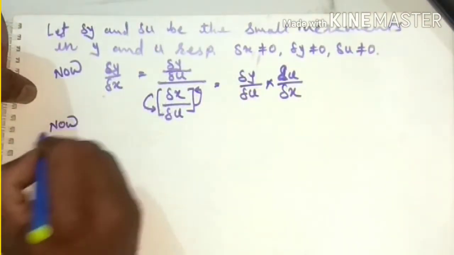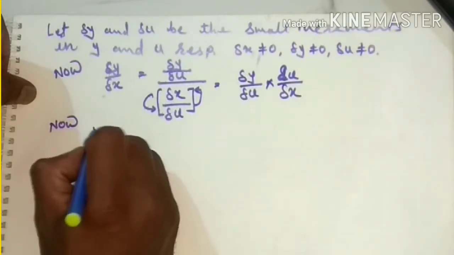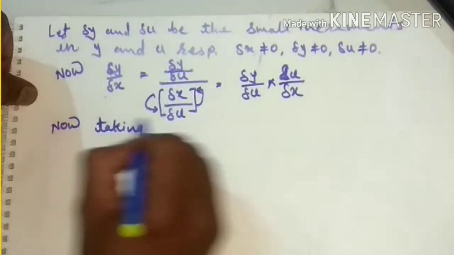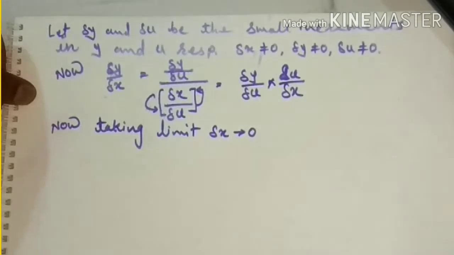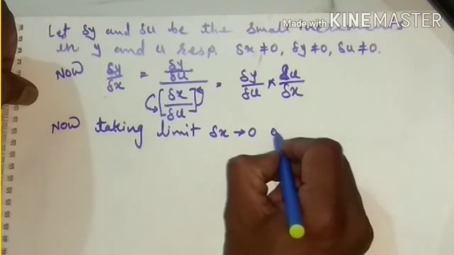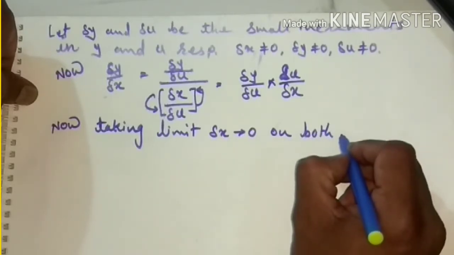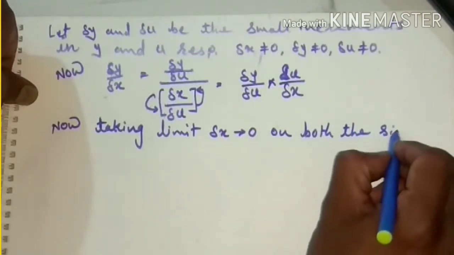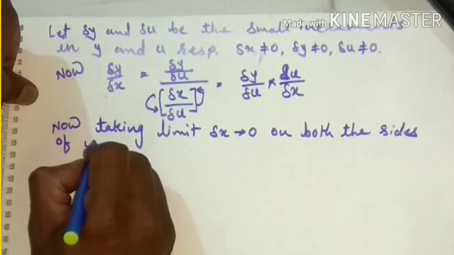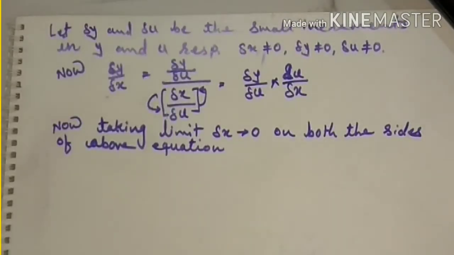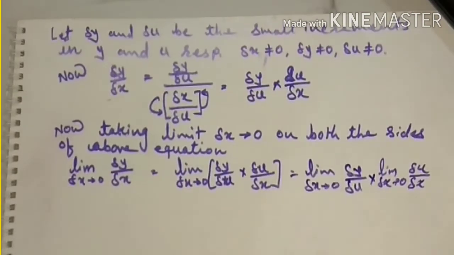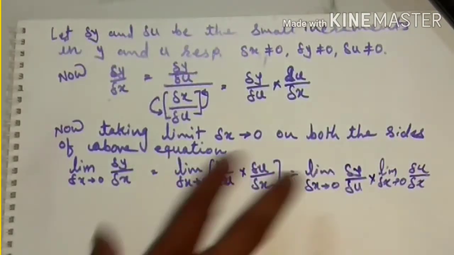Now what we will do is take the limit delta x tends to 0 on both sides of the above equation. So we are going to take limit delta x tends to 0 to both the sides of the above equation. This is the above equation.